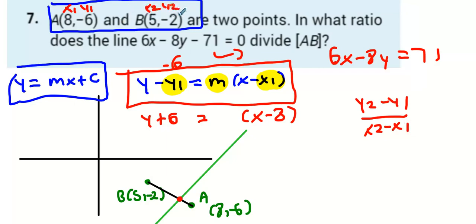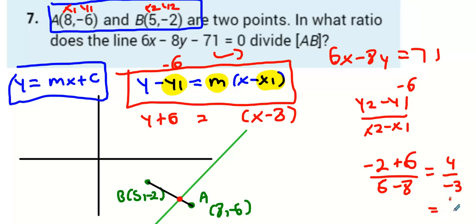Okay, and then what happens here? Anybody tell me? y2, y1, minus 6, which is, and then x2, and then minus a, and a slope of 4 over minus 3, which is 4 over minus 3.